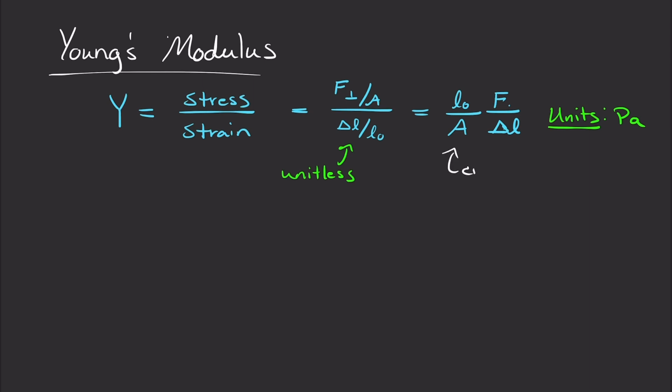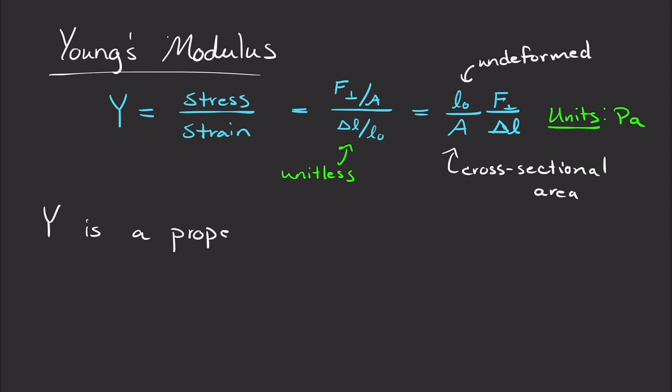This is our cross-sectional area. And this is our undeformed length. So whatever length we started with, F is the amount of force we applied, and delta L is how much the length changed. So Young's modulus is a property of a material.